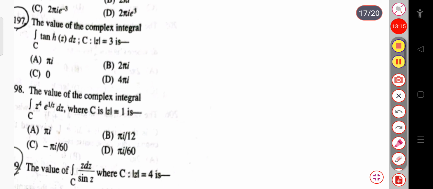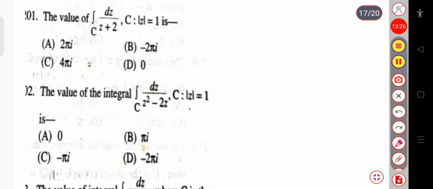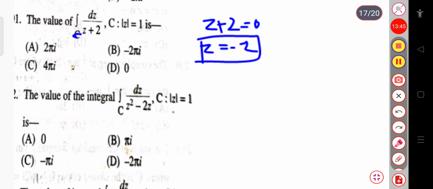Now let us see the next question. The value of the complex integral of tan hyperbolic z dz at z equal to 3. Its direct answer is 2 pi i. Now let us see the next question. The value of the integral of dz divided by z plus 2 over the closed contour C, mod z equal to 1. Here if I put z plus 2 equal to 0, then z will be equal to minus 2, and it is given mod z equal to 1.